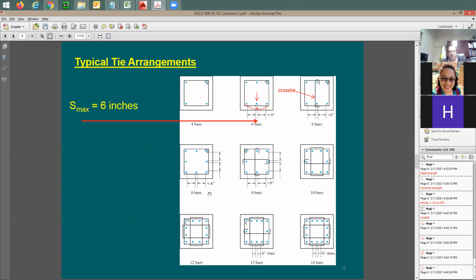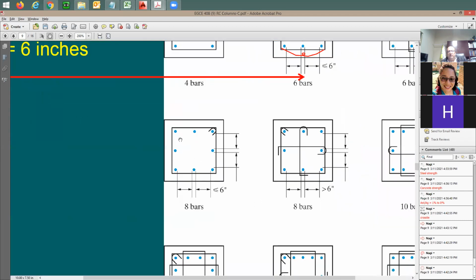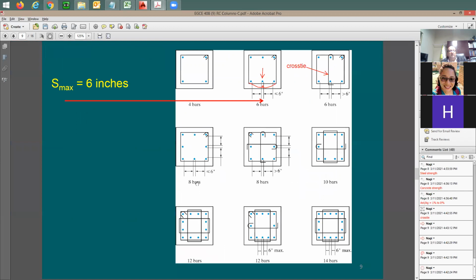So once you go here beyond 6 inches, you need to have this cross tie in both directions. It's okay to keep it this way, to keep the column this way, as long as you keep this within 6 inches. In a case like this, you're going to be okay. And in this case, you don't really need to have this cross tie. And then you have more than one configuration if you like.